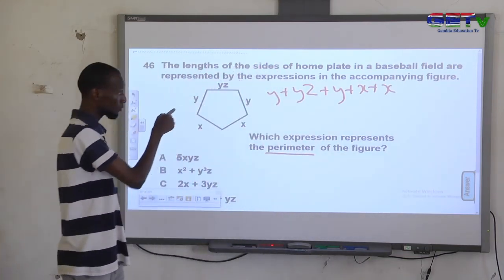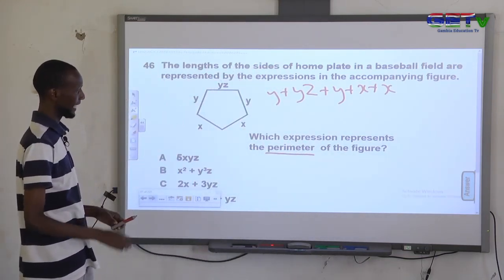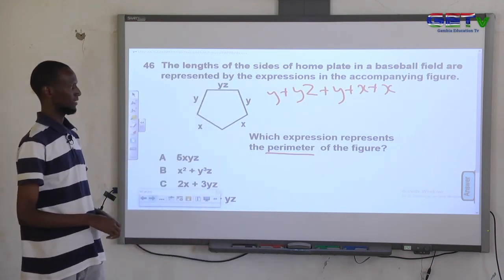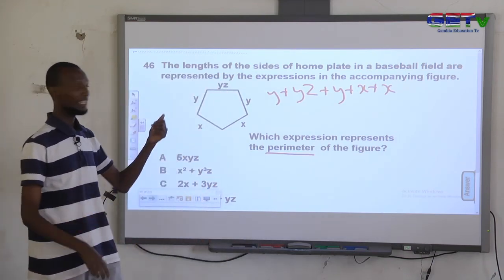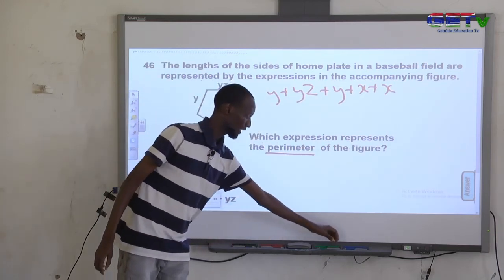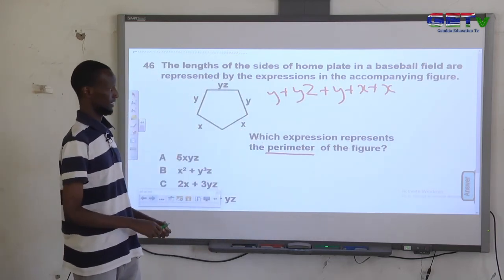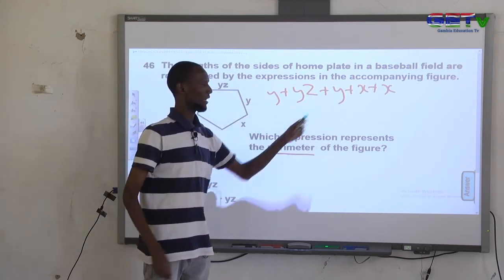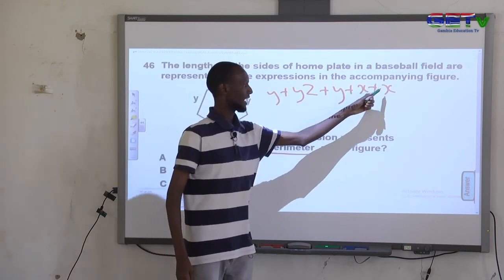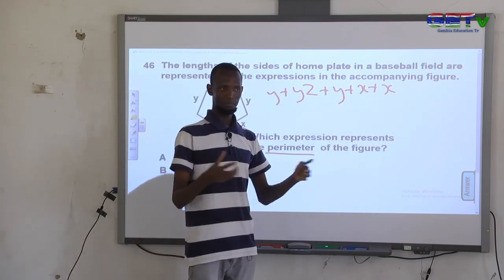So that will be our expression. But then, can we simplify it any further? Meaning, do we have any like terms that we can add here? If you look through very carefully, you realize that y and y are like terms. Also, x and x are like. So they can be combined.